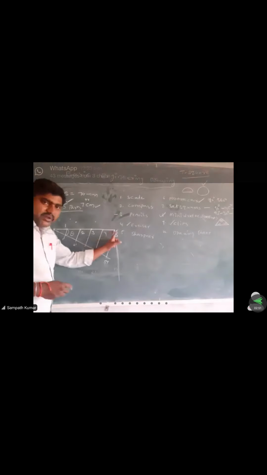To draw the extension lines or perpendicular lines from the given line AB. These are the perpendicular lines. Perpendicular line from A, perpendicular line from B. Perpendicular means how much angle? 90 degrees. Very good. The angle is 90 degrees.